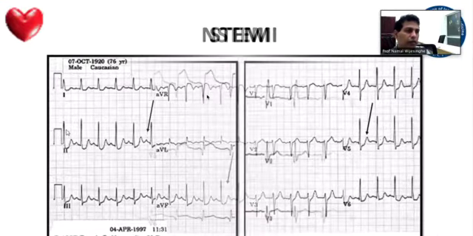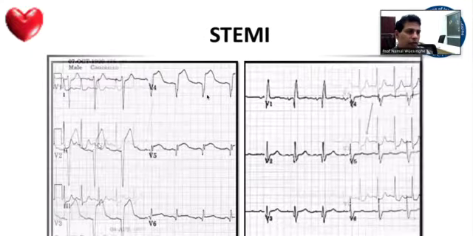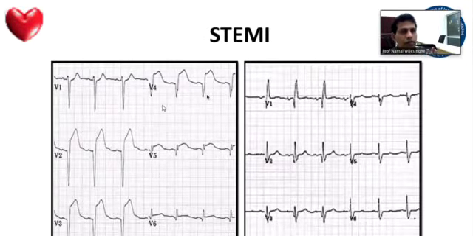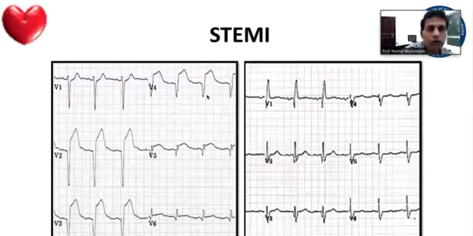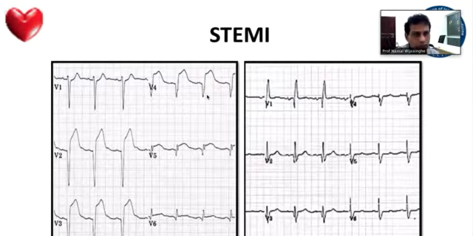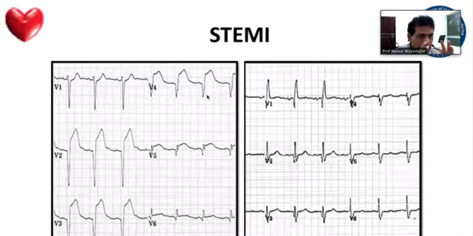ST elevation MI is identified by these ST elevations, but this is something you should never miss. Now this is the ECG without the QRS complex for your comparison, but look at V2, V3, V4 and also V5. Look at the ST elevation. Please don't miss it. And by looking at the ECG, not only will you diagnose the ST elevation MI, you know exactly which part of the heart is being damaged.